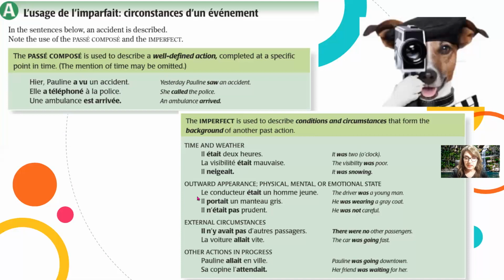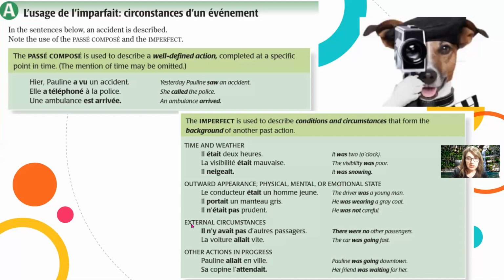Conditions and circumstances could also be outward appearance, physical, mental, or emotional state. Le conducteur était un homme jeune. He was a young man. Il portait un manteau gris. He was wearing a gray coat. Il n'était pas prudent. He was not careful. So tous ces verbes sont à l'imparfait parce qu'ils expriment l'apparence physique, mentale ou émotionnelle.